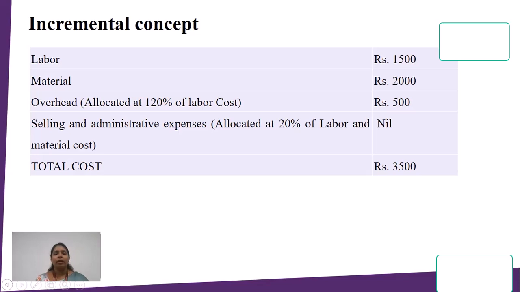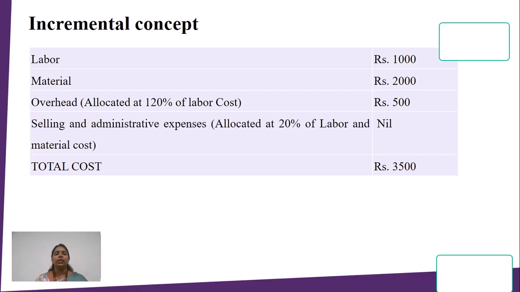So, after the amendments given, the labor cost will be rupees 1,500, material cost will be rupees 2,000, overhead cost will be rupees 500. That is the same, it is calculated at 120% of labor cost, wherein there are no selling and administrative expenses as they are going to use idle capacity.